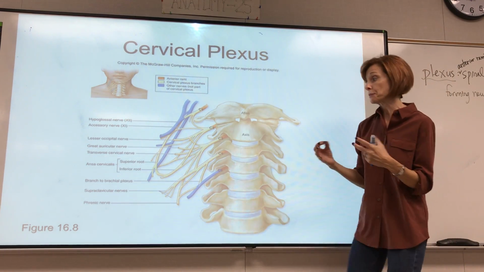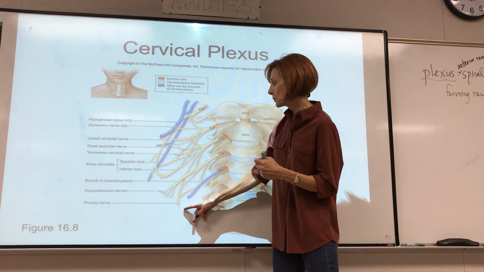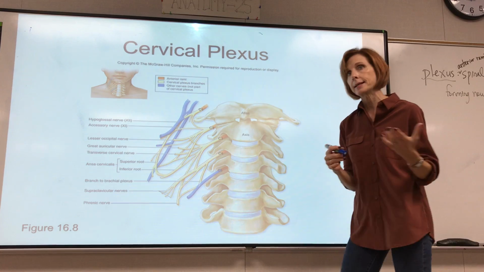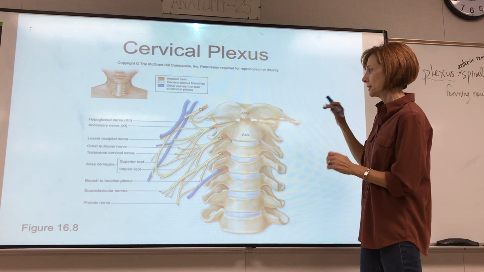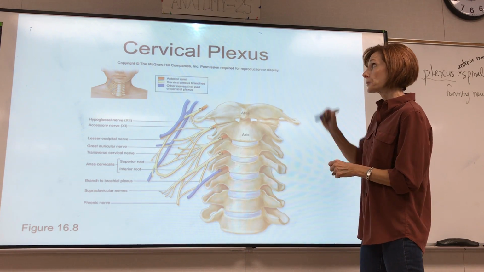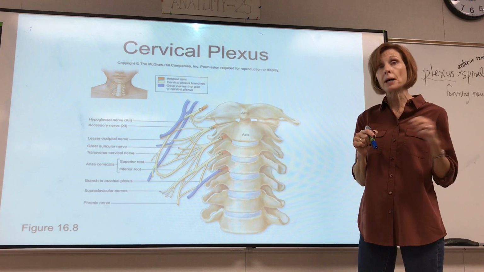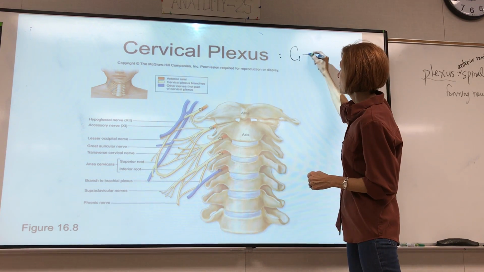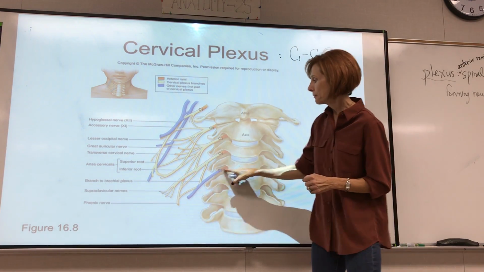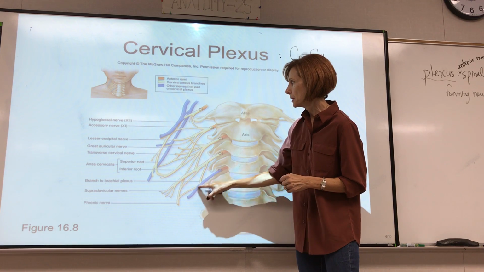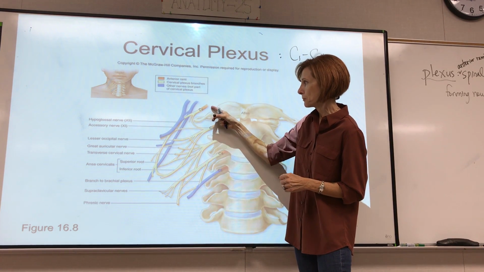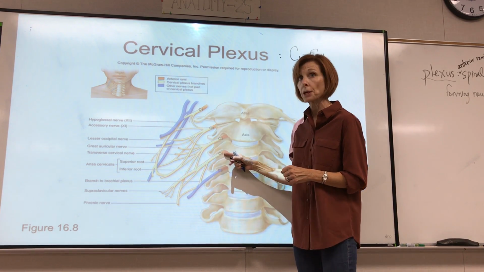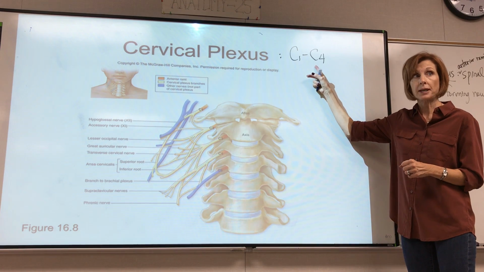What they're doing is they're forming new nerves. So let's take a look at this, and again, I think it will make more sense when we talk about this a little bit more. So this plexus is formed from spinal nerves C1 through C4. C5 contributes a little bit to it, but it really is considered to be from C1 through C4. And I would like you to know that, okay?